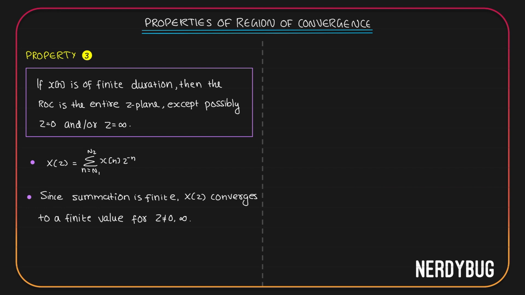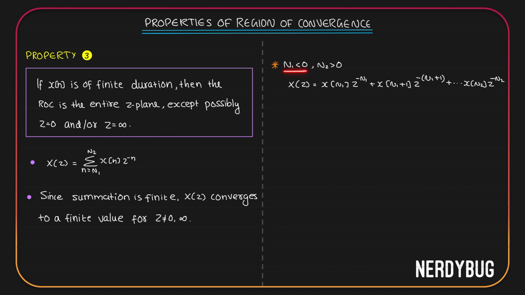Except when the magnitude of z becomes 0 or infinity, which we'll have to check ourselves. For example, let us take n1 is less than 0 and n2 is greater than 0. First of all, this is how we write x of z. If you open the summation, you get x of z is equal to x of n1 z raised to minus n1 plus x of n1 plus 1 z raised to minus n1 plus 1. It goes like that up to x of n2 z raised to minus n2.